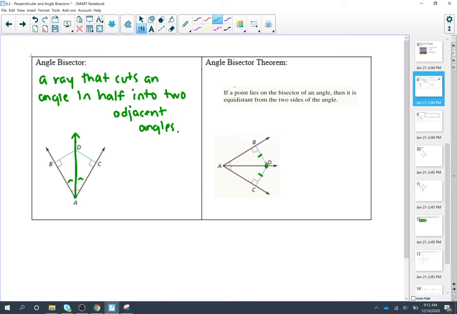Also notice that when you do the distance to the sides, the shortest distance between two points is a straight line. So it has to hit here at a 90-degree angle. Because if we had one of them going up this way and one going straight this way, then they're not congruent. So it has to be the actual straight lines that hit the sides of the angle at 90 degrees.